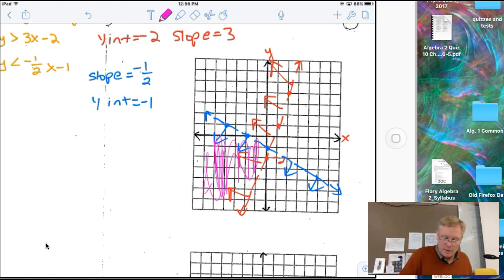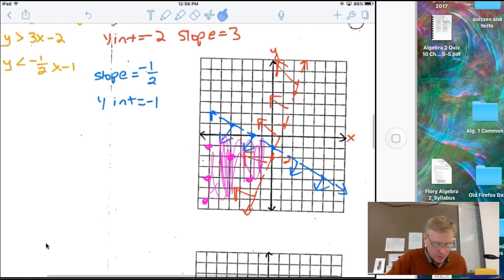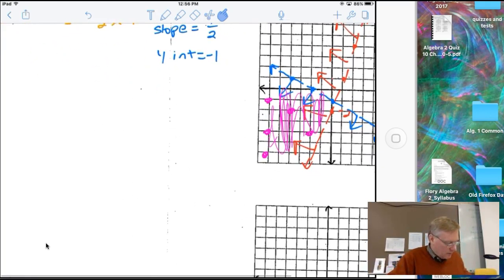So that means any point inside of this area here, that quarter of the graph, would be a solution. Any one of them. There's an infinite number of points in that area, therefore there's an infinite number of solutions.